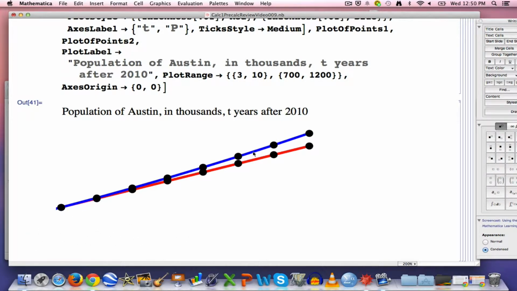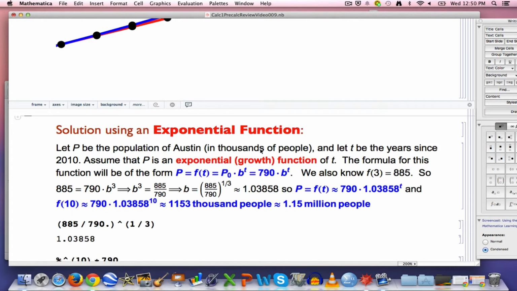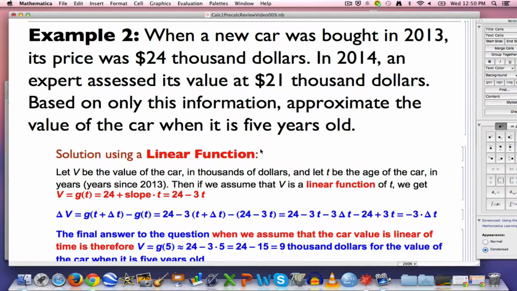The blue graph, being concave up, has to go above the straight red graph after that point. Let's apply these same ideas in the context of the other example. Here's our car depreciation example. Now time equals 0 is the year 2013. When the car was worth $24,000, it goes down in value over time. The next year it's worth $21,000.